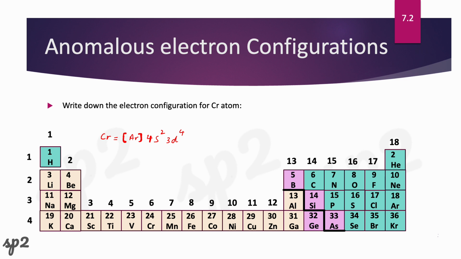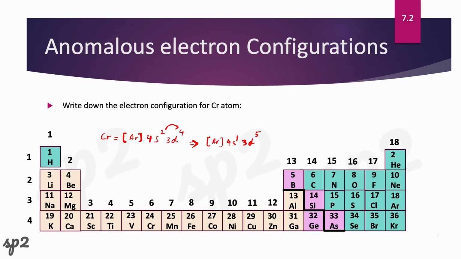Now that I know my chromium is one of the exceptions, I'm going to explain for you what exactly is happening here. So think about your 4s and your 3d energy levels. So we know that the 4s energy is less than the 3d. But you can imagine that they are close enough to each other so that one electron can jump from the 4s to the 3d to make it d5. So what we're going to have here is chromium as argon, and then 4s1, 3d5. Okay, so what's the reason for that?